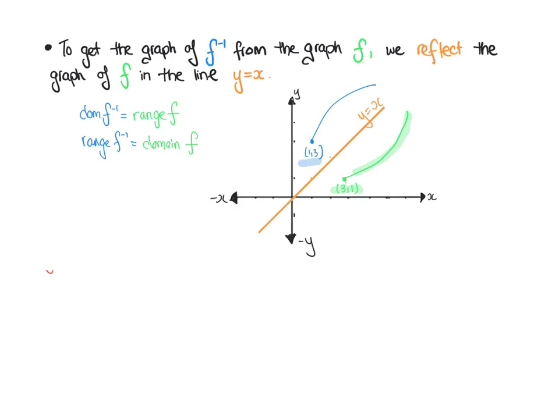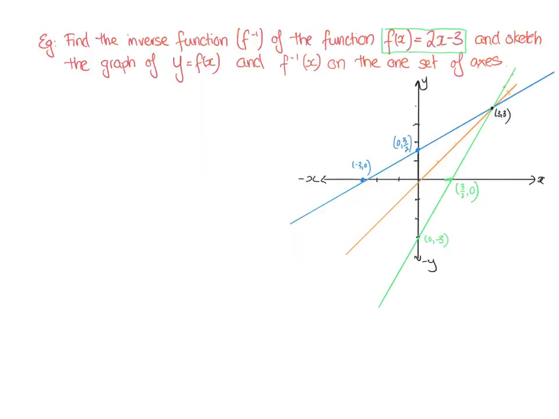And when you graph the inverse function, it's actually a mirror image of the function in the line y equals x. So y equals x is here, this orange line, and it's as if this is a mirror. So if this thing was looking at that, it would see the mirror image here. So sometimes, if you're given a function drawn on a graph, and you draw this y equals x line, which is the diagonal that goes all the way through, you can do the mirror image and work out what the graph would look like.